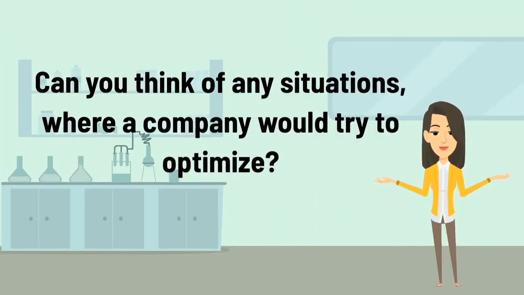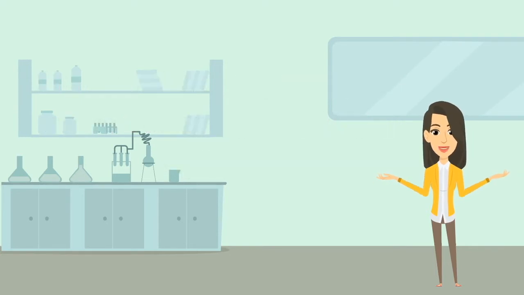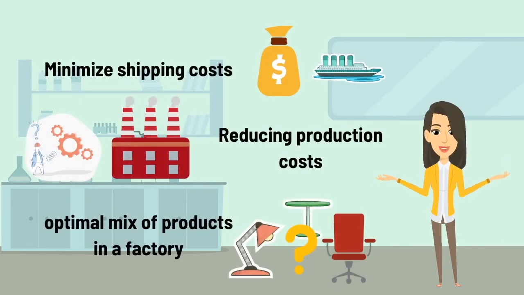Every company comes across target-based situations where they try to optimize in order to obtain the best possible solutions. Can you think of any? Say, for example, a company is trying to minimize shipping costs by developing a shipping plan or reducing production costs by making optimal production schedules. One could also be faced with identifying the optimal mix of manufactured products in a factory. When confronted with such situations, linear programming can be a useful tool to solve these optimization problems.